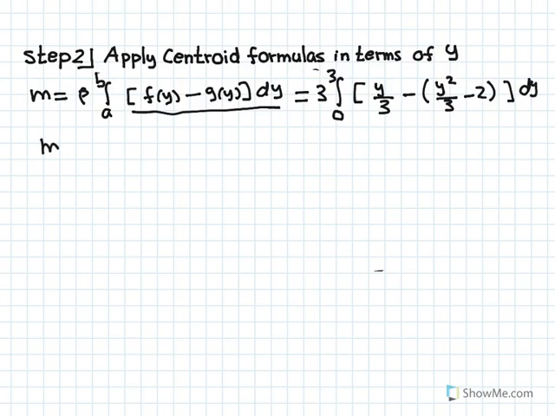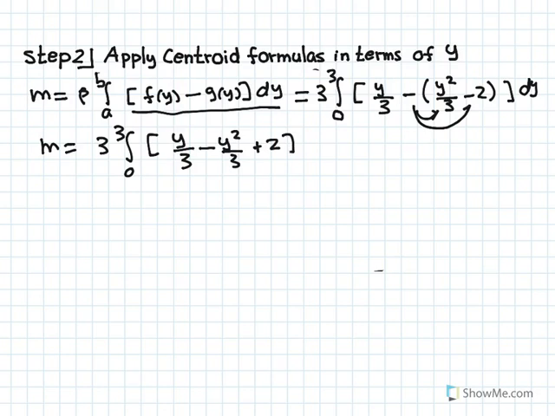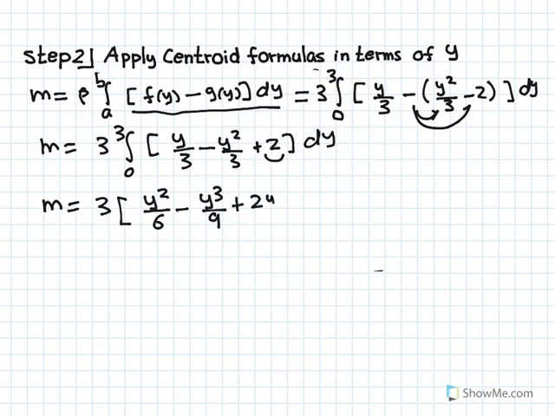So we get mass is equal to 3 times the integral from 0 to 3. Let's simplify the integrand. We get y over 3, distribute the minus sign, minus y squared divided by 3, and also multiply negative 1 by negative 2, plus 2. So let's now carry out the integration. Integral of y over 3, reverse the power rule, add 1 to the exponent, divide by the same: y squared divided by 6, minus y cubed divided by 3 times 3 is 9, plus the integral of 2, antiderivative of 2 is 2y. Evaluate from 0 to 3.